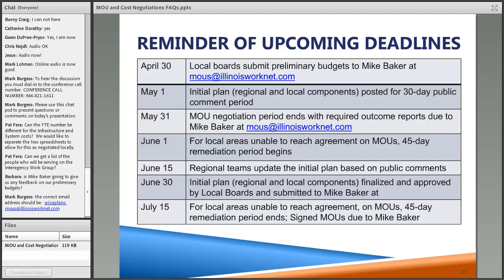Okay, we've got a few questions, Skip. The first one is, can the FTE number be different for the infrastructure and system costs? They would like to separate the two spreadsheets to allow for this as negotiated locally.